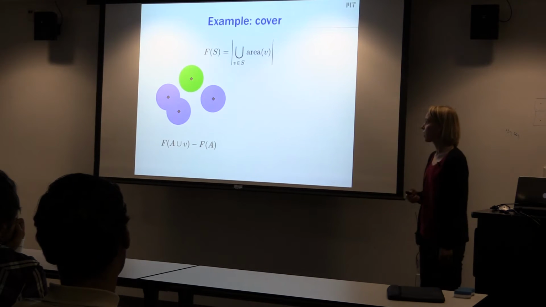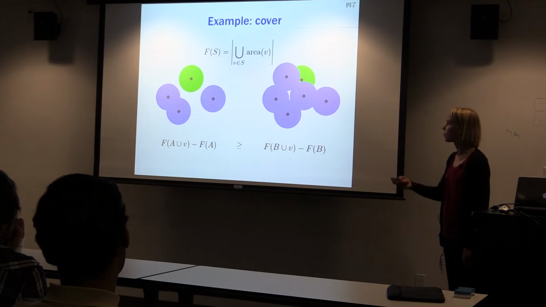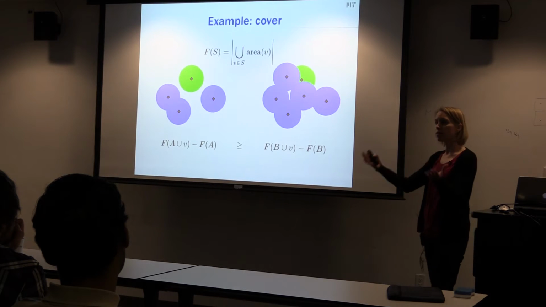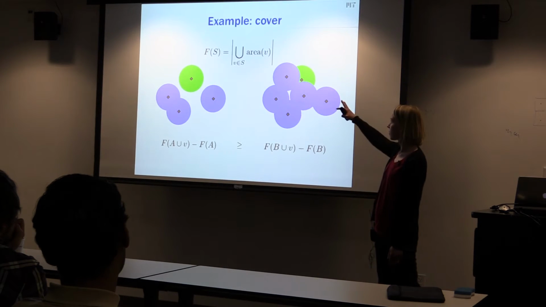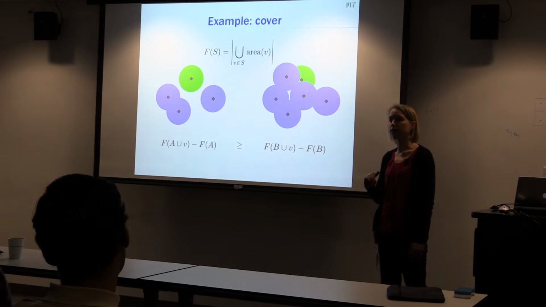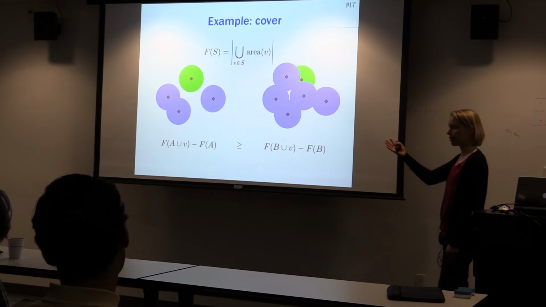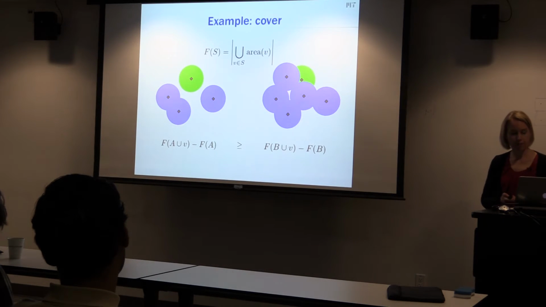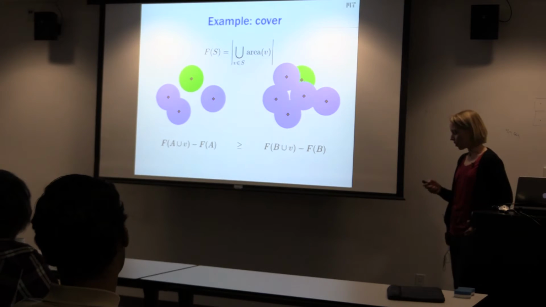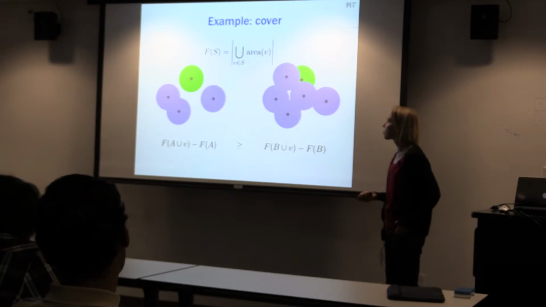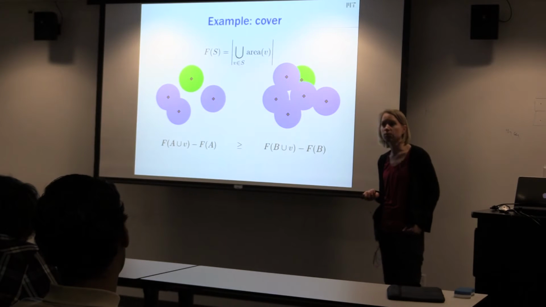And obviously, if I have already covered a lot of space, so if I look at a larger set, the increase in coverage that I get, that's essentially the green area that I get in addition, gets smaller and smaller and smaller because I've covered everything already. So proof by picture, this is a submodular function. For the sensor model, of course, this is a very crude approximation. Maybe there's a better way to write this.